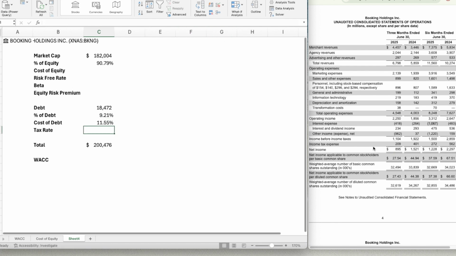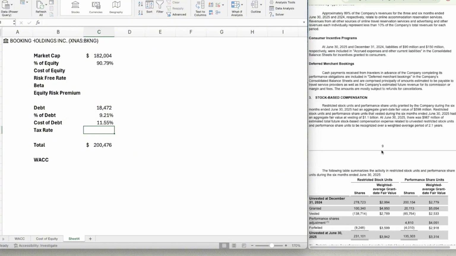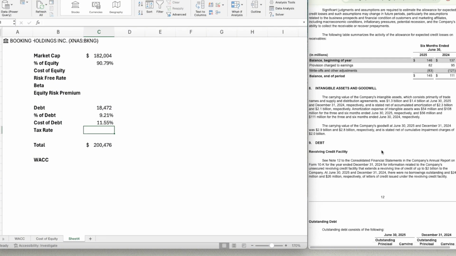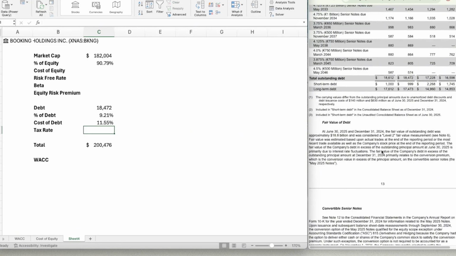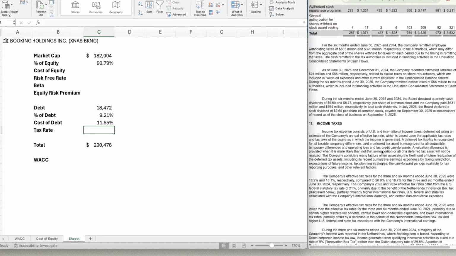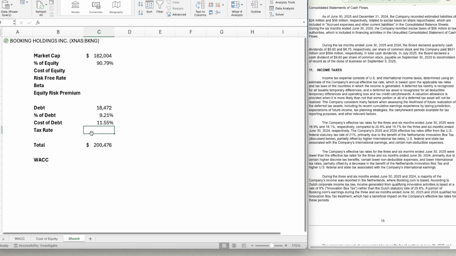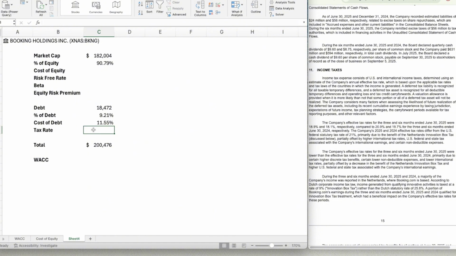Now for the tax rate, the way we find this is it should say in the statement. If we go down into the tax section, where is it? Here we go, income taxes. So the company's effective tax rates for the 3 and 6 months ended June the 30th were 18.9% and 18.1% respectively. So let's use the 6-month figure, 18.1%. And yeah, that's good for now.